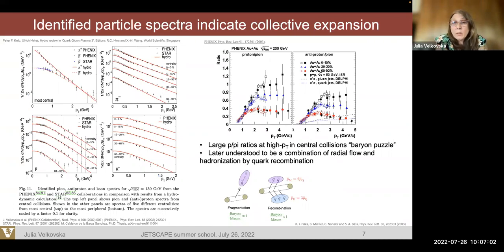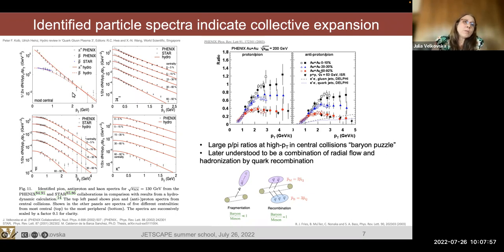Another way to look at the collective behavior is to measure the transverse momentum spectra for different particles. This is what is shown here for several different centralities, the measurements for the spectra of pions, kaons, and antiprotons, measured by both PHENIX and STAR, and the red lines are comparison again to ideal hydrodynamics. We see that the spectral shapes change with the mass, and that is pretty well described by the hydrodynamics, and that comes from the fact that in addition to this azimuthal anisotropy, the particles are pushed in the radial direction with a common flow velocity, and the heavier particles appear at higher momentum.